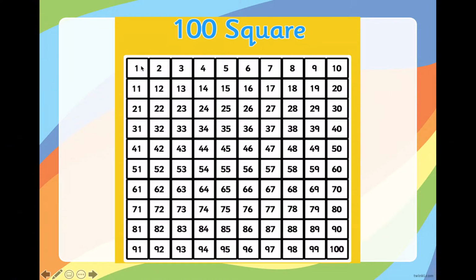I see a pattern on this one that they all end in 1s. 1, 11, 21, 31, 41, all the way to 91. Maybe you can see some diagonal patterns. If you think you see some patterns, share with your adult what you think, or if there's someone there like a big brother or sister, they can help you.